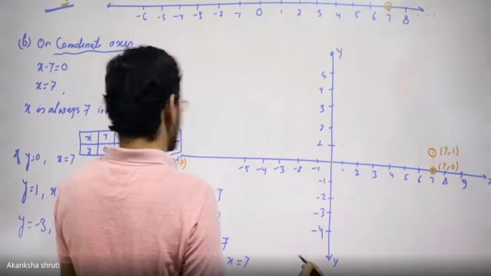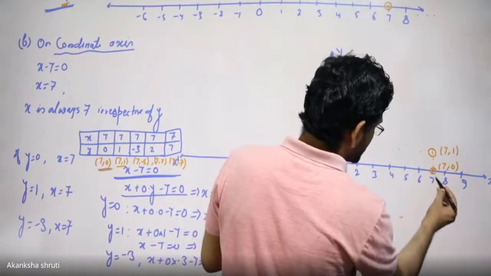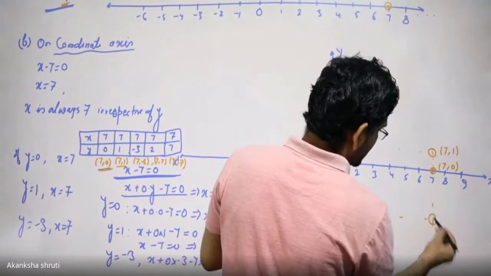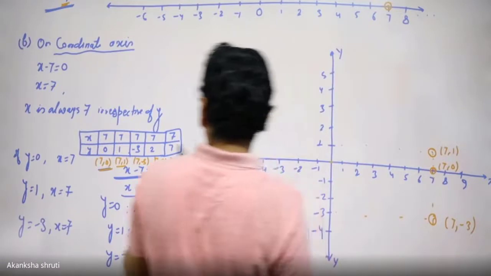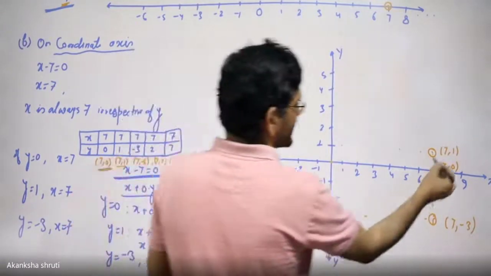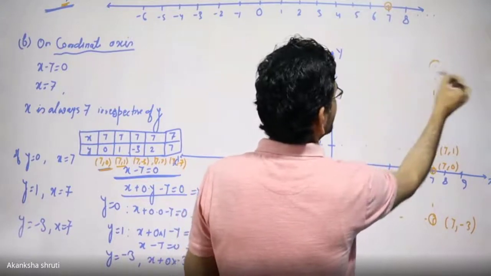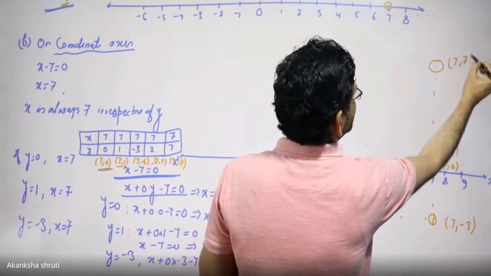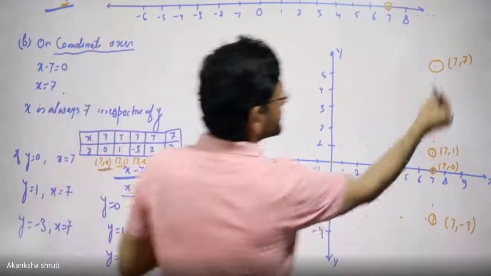Student, x is 7, y is minus 3. Coming to this minus 3 point, it is our 7, minus 3. Student, x is 7 when y is 7. Even coming to this, 6 and 7 will be here. It is our 7, 7. What are we getting? Now we have to join these points.